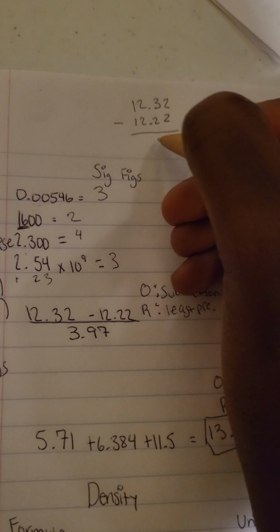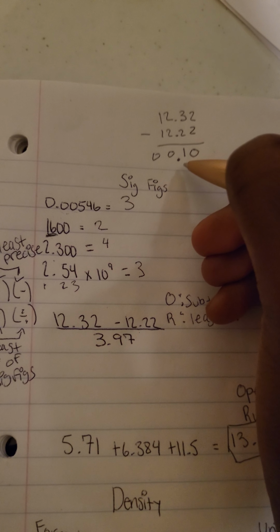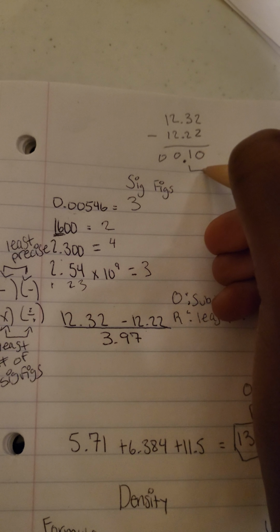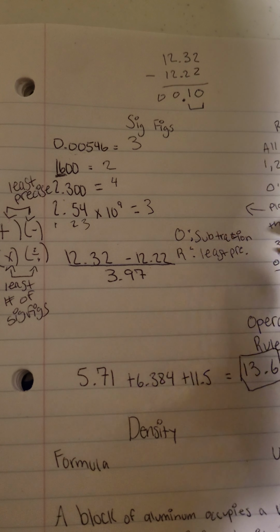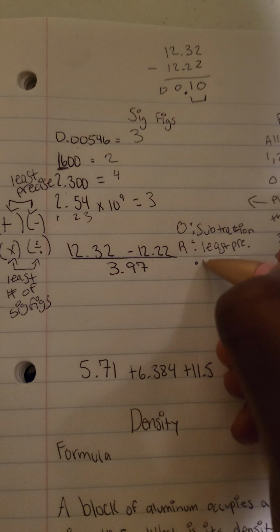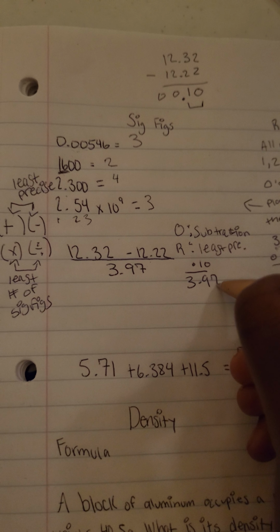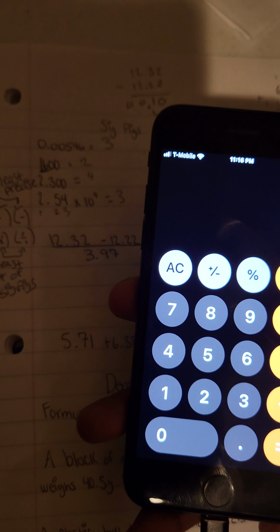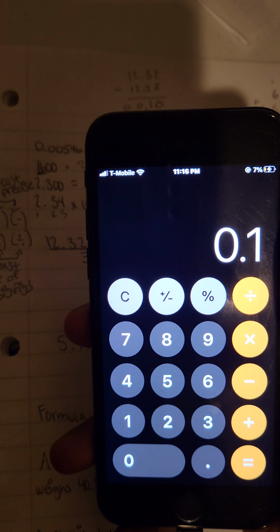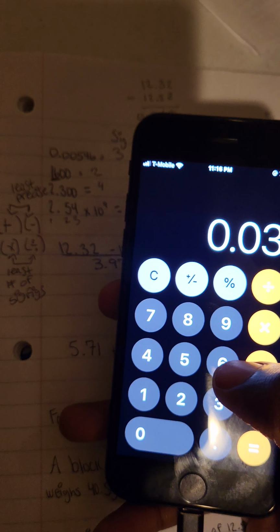So you have 3 minus 2, which is 1, and then 0 and 0. So here we have 0.10. So we have 2 sig figs right there. So now we have 0.10 divided by 3.97. Now if I go and get this, 0.1 divided by 3.97.